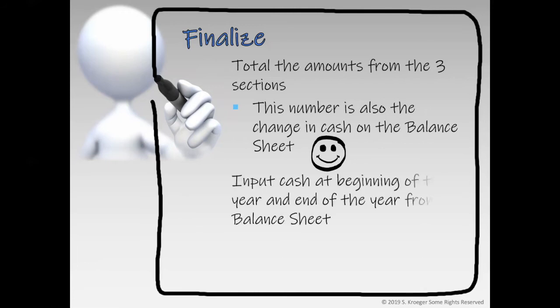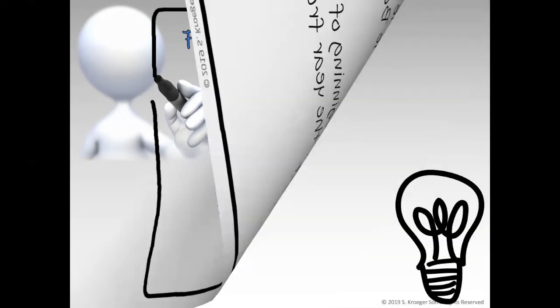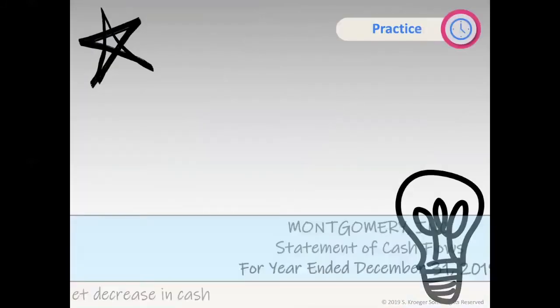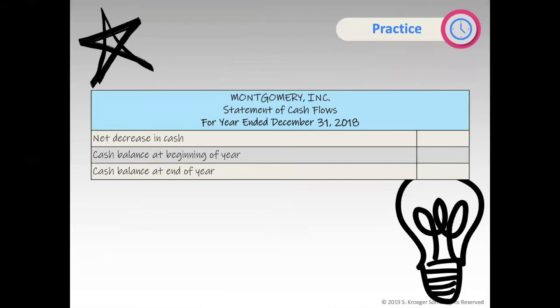The final 2 lines are the cash at the beginning of the year and end of the year. We also get this information from the cash line on the balance sheet. This is the final piece to our classwork problem. We just need to total the 3 sections, then input cash from the beginning of the year and end of the year. Let's first total the 3 sections.